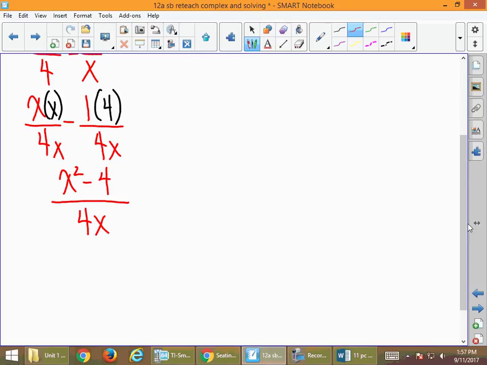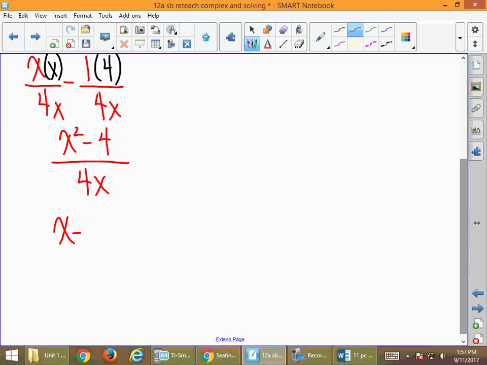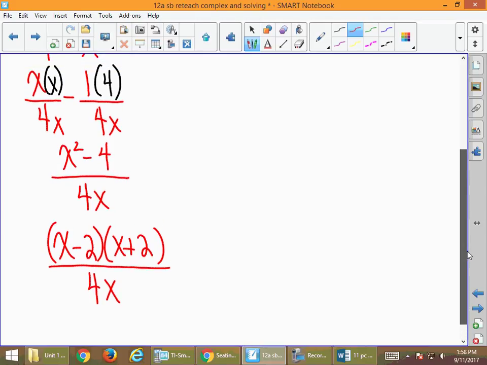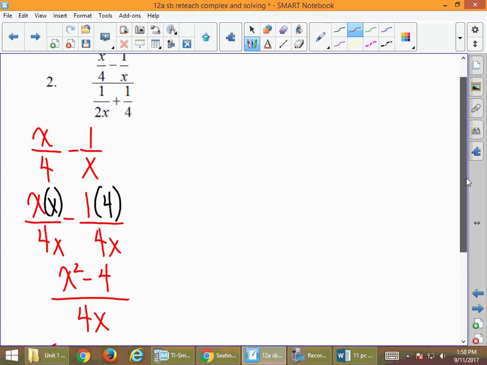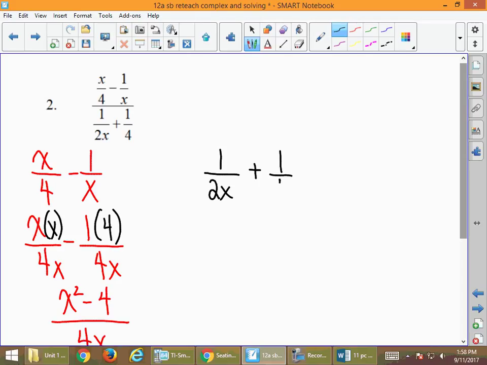Can we factor anything? It's going to be x minus 2 and x plus 2 divided by 4x. Don't cancel anything from there. There's nothing exactly the same on the top and the bottom. We've simplified the numerator. So we need to simplify the denominator. The 1 over 2x plus 1 over 4.